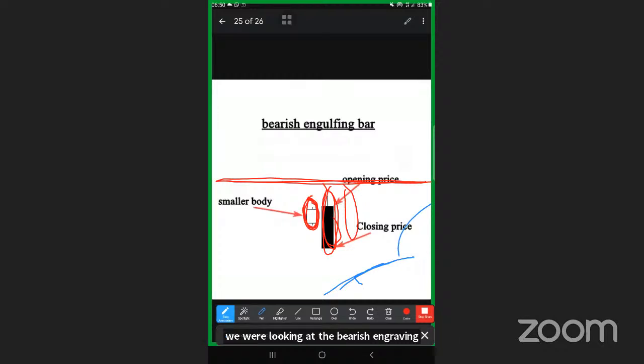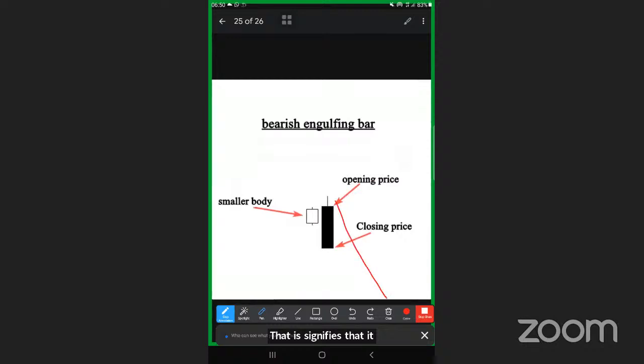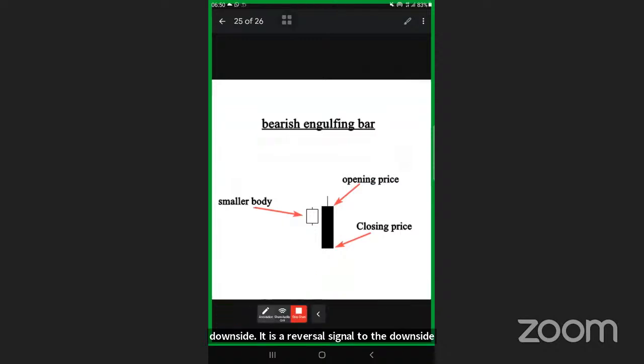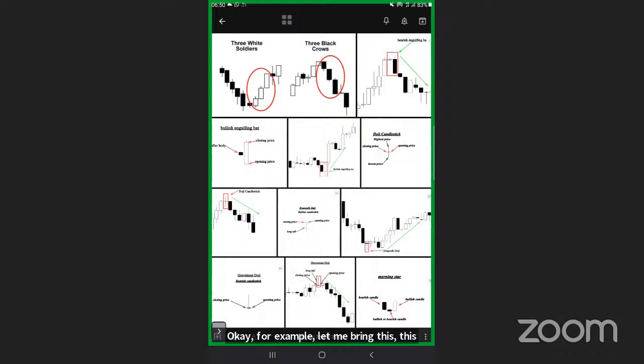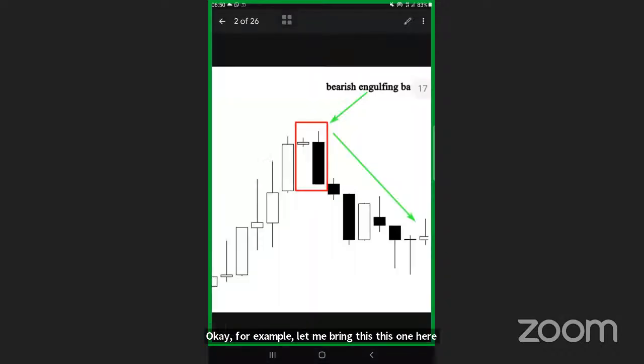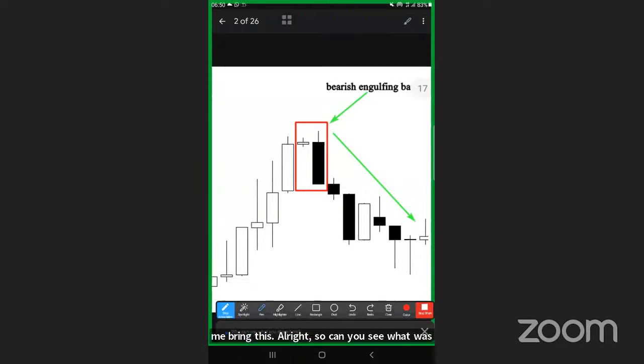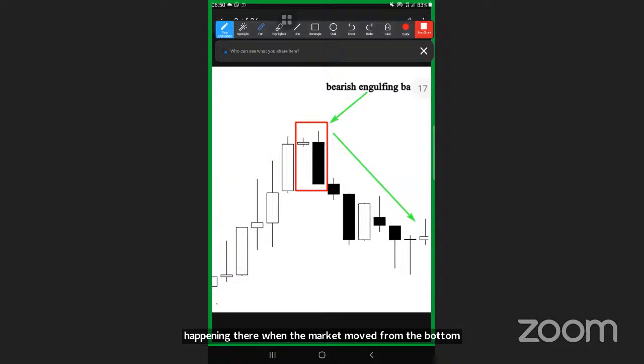We said the bearish engulfing bar, you are mostly going to find it in areas of resistance where the market is resisted. That signifies that it is a reversal signal to the downside. For example, let me bring this one here. Can you see what was happening there when the market moved from the bottom? This is our area of support, and this is our area of resistance.